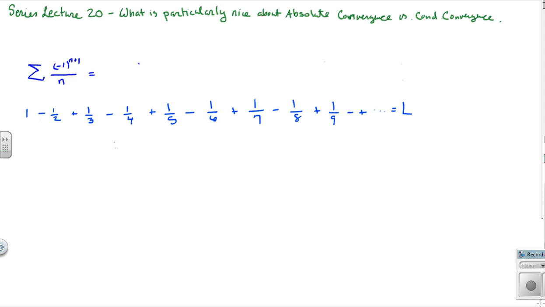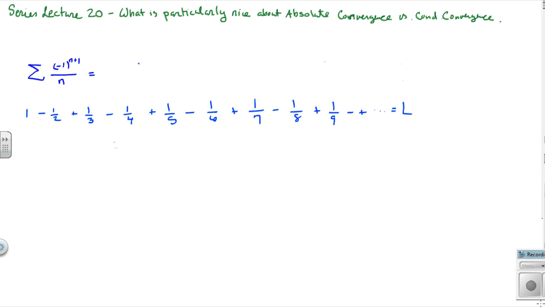Hello. So this lecture is going to be a little bit of a digression from the class lectures because you're not really going to be held responsible for this, but this is actually a really cool fact about conditional convergence series versus absolute convergence series, and it's actually sort of important. So I wanted to say a couple things about it.